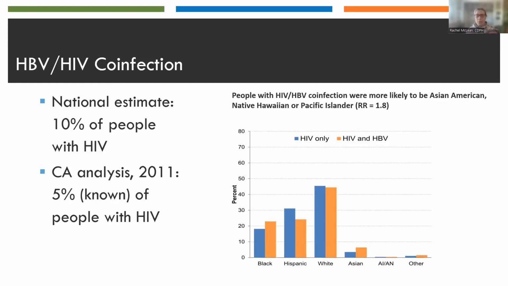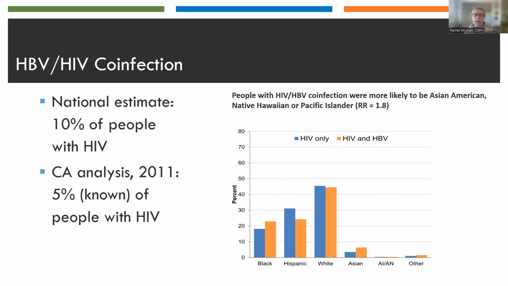These are very old data, with apologies for not having anything recent, but we did an analysis a number of years ago looking at our HIV surveillance data in California to understand how many people in our state had known co-infection between HIV and hepatitis B. This is likely an underestimate, but we found that among people with HIV, about 5% had a known hepatitis B co-infection, and people who were Asian American, Native Hawaiian, or Pacific Islander were more likely to have both HIV and Hep B versus having HIV alone.